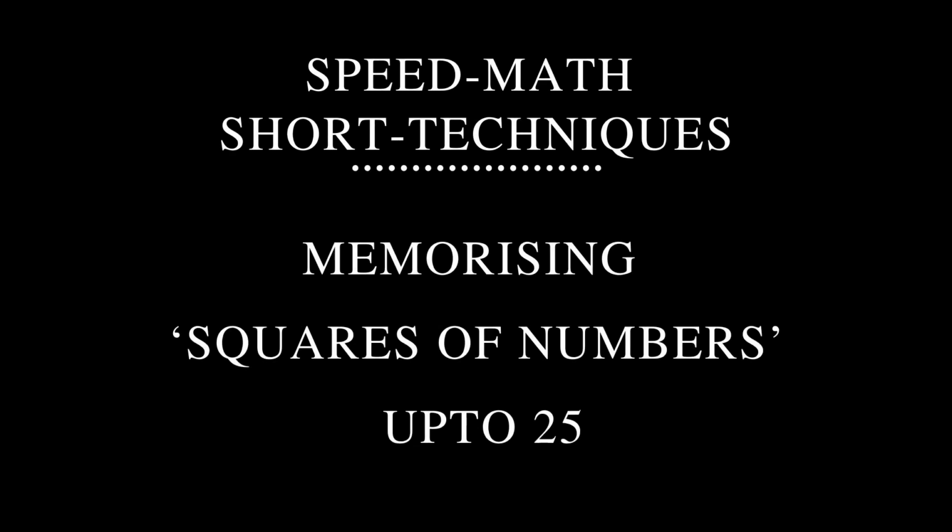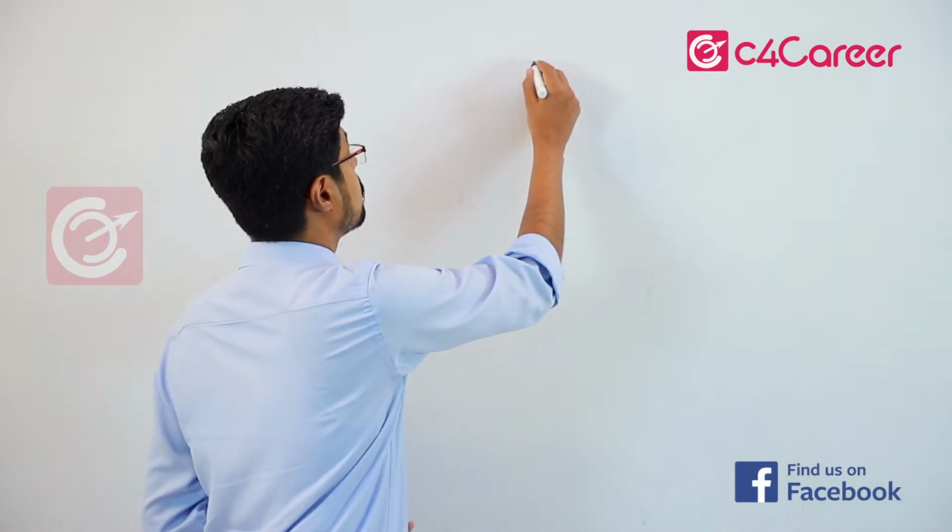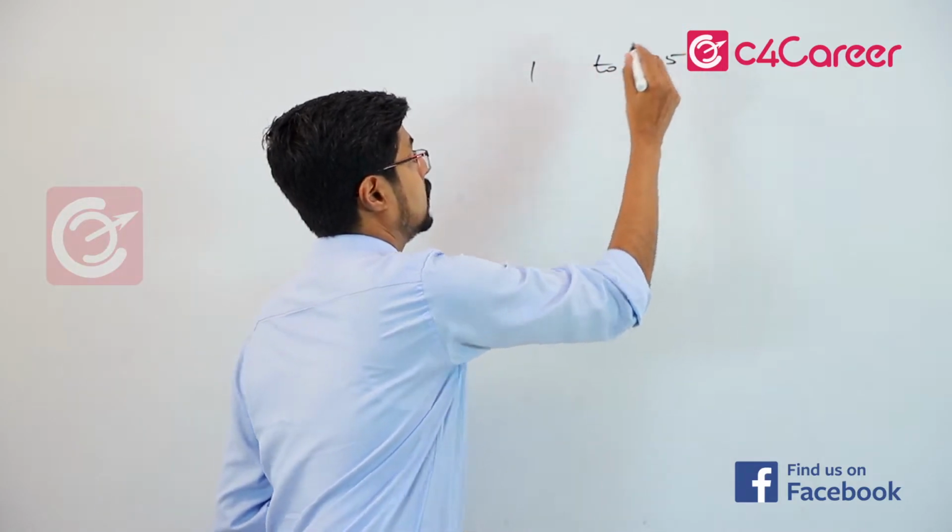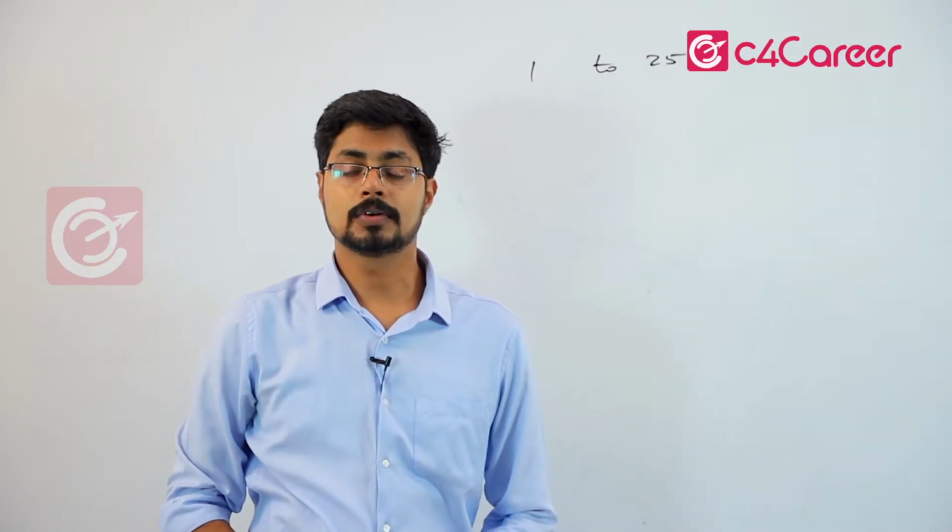So today we are going to look at the squares of numbers from 1 to 25. If you remember, we have already covered a very good method to mentally calculate the squares from 25 to 125. In 4 parts we have already covered that, and today the last segment, that is 1 to 25. How to get the squares of numbers from 1 to 25.